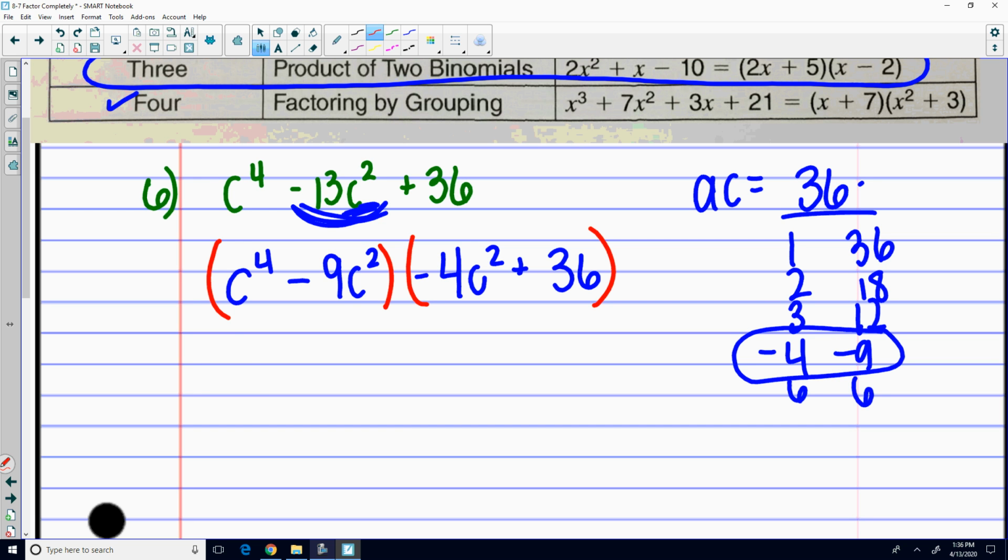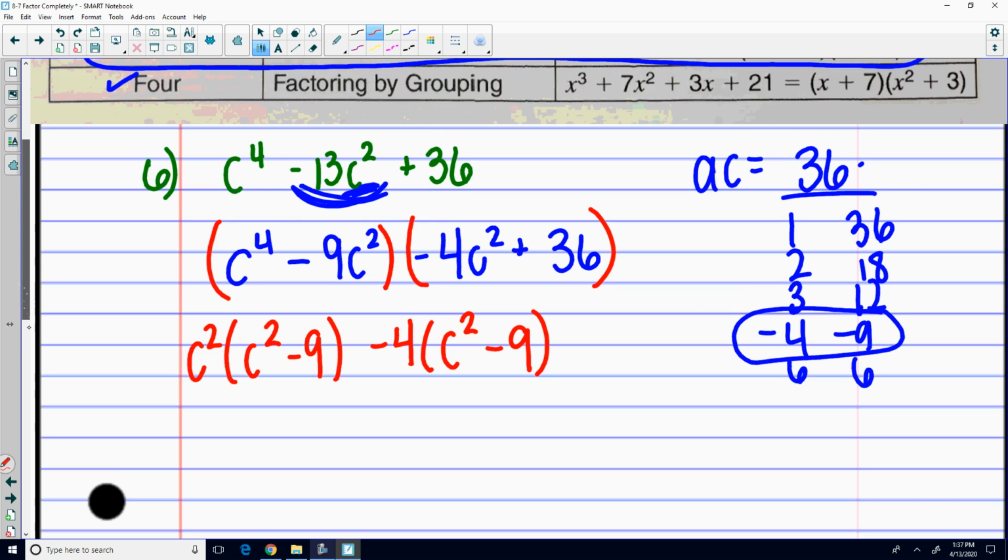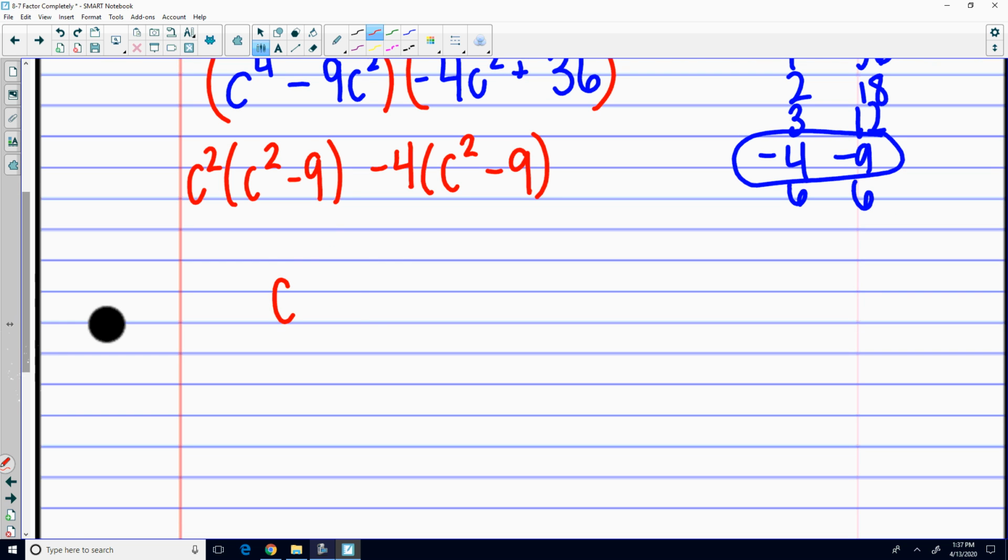So c to the 4th minus 9c squared, I can pull a c squared out of it. It would leave me with c squared minus 9. And so I need my next one to say c squared minus 9. I can pull out a negative 4. And that will leave me with c squared minus 9. Let's rewrite what we have. I have c squared minus 4 and c squared minus 9.